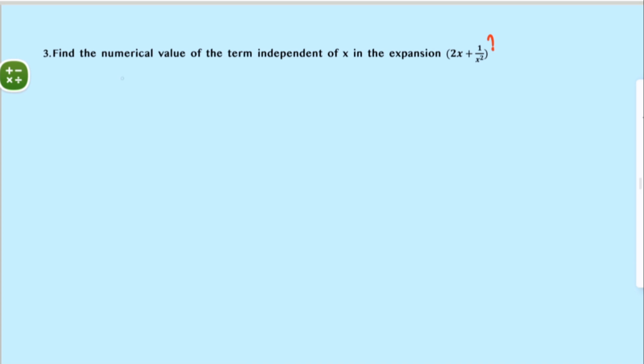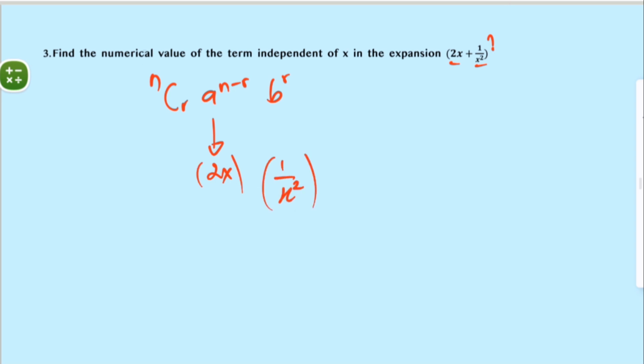We would have to use the binomial expansion formula, which is n combination r, a to the power n minus r, b to the power r. Now what is a? A is going to be the first term, and then b is the second term. So if we had the degree, which is the n that we need, we'll be able to work this question out. And I really love binomials. So let's just move on.